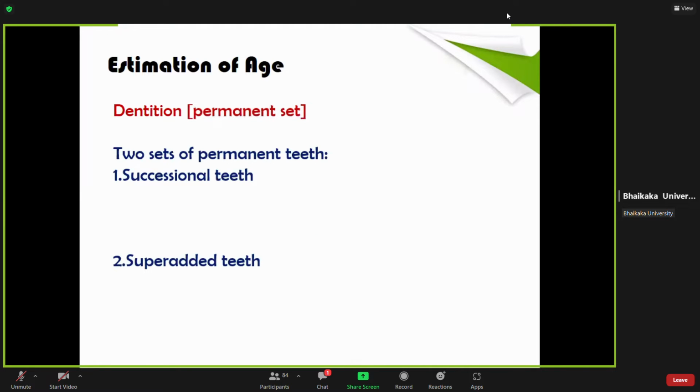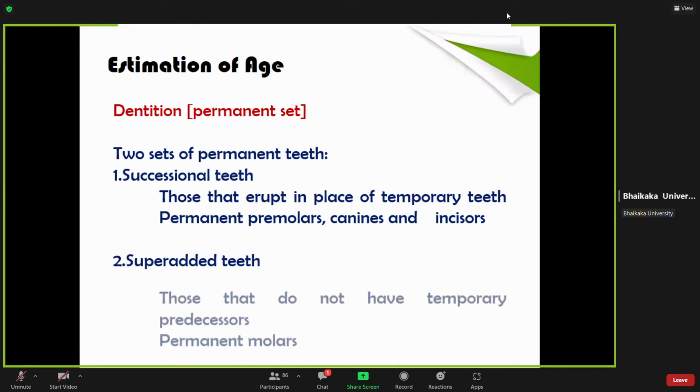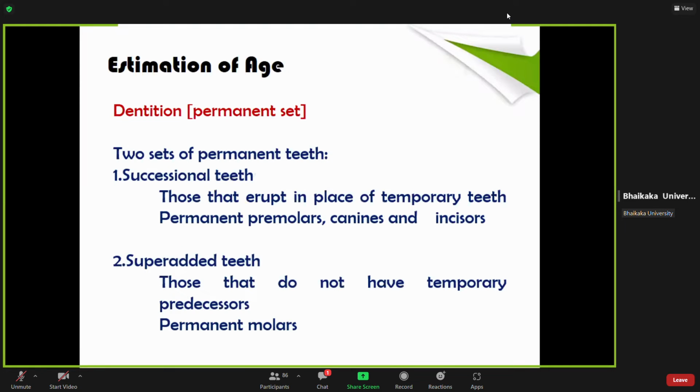There are two sets of permanent teeth: succession teeth and superadded teeth. Those that erupt in place of the temporary teeth, which are the permanent premolars, canines and incisors, are known as the succession teeth. मतलब कि उस पे पहले temporary teeth थे, वो गिर गए, उसके बाद permanent teeth आए. And those that do not have temporary predecessors, which are the permanent molars, are known as the superadded teeth. डायरेक्ट परमानेंट टीथ ही आते हैं, उससे पहले कोई टेम्पररी टीथ नहीं होता.